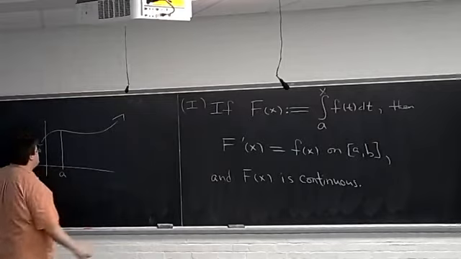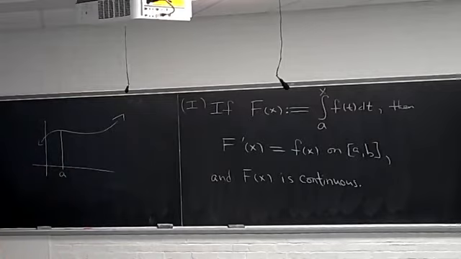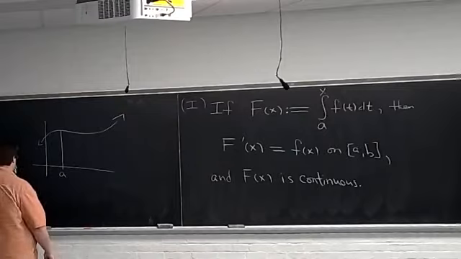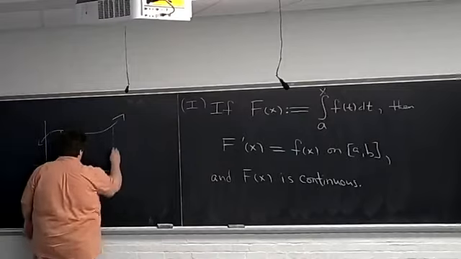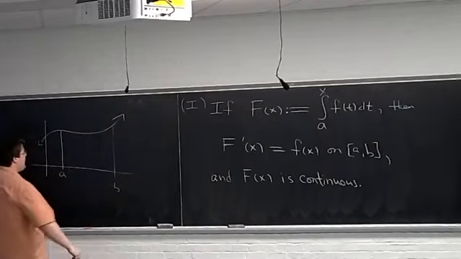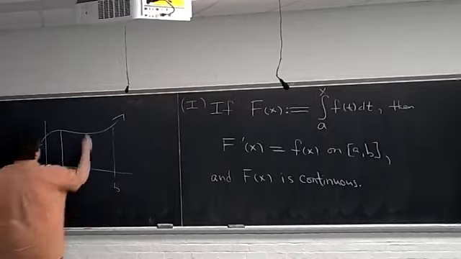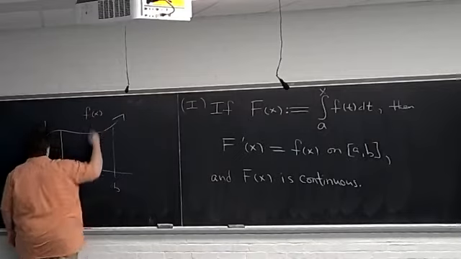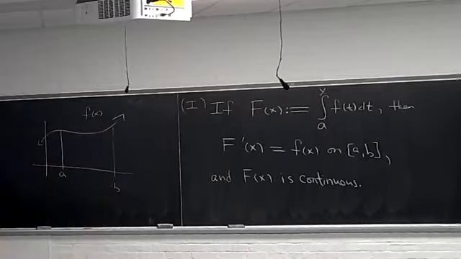Starting at a, the function is continuous on a to b. I'll just draw it continuous everywhere. b is, let's say, here. What does capital F, oh, this is lowercase f. This curve is lowercase f. What does capital F look like? Well, it gives the area between f of x and the x-axis between a and x.